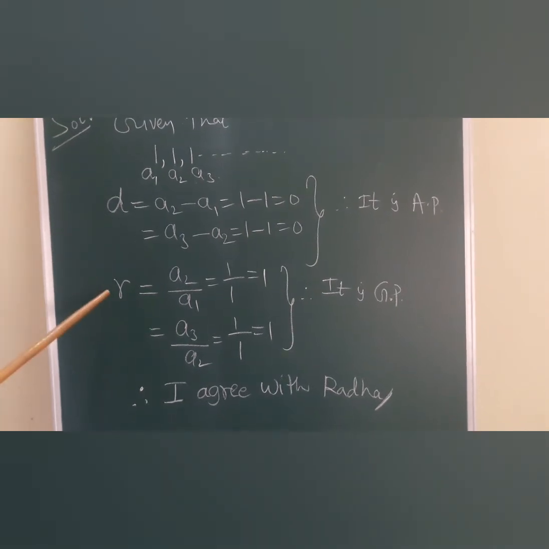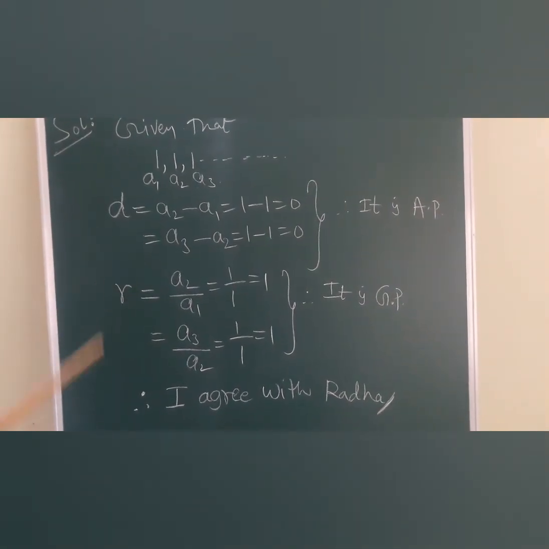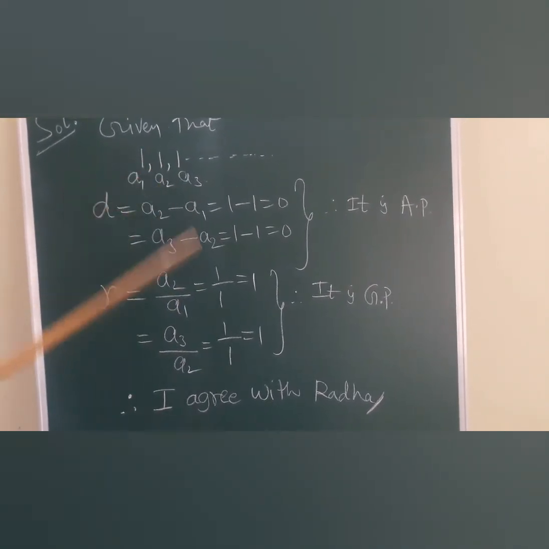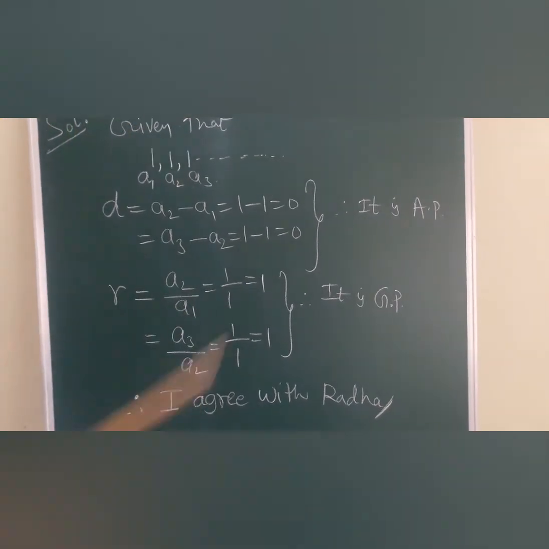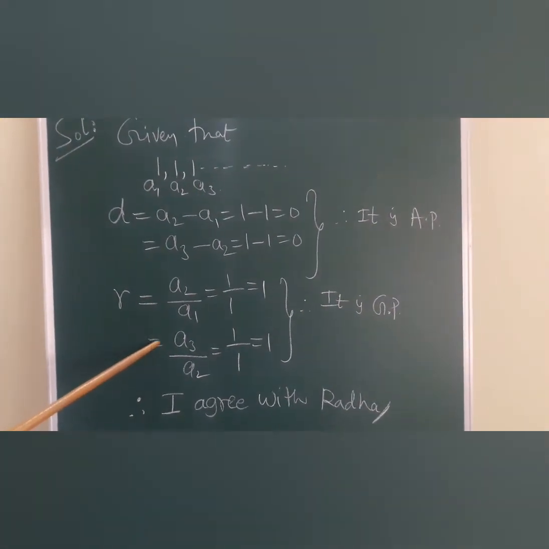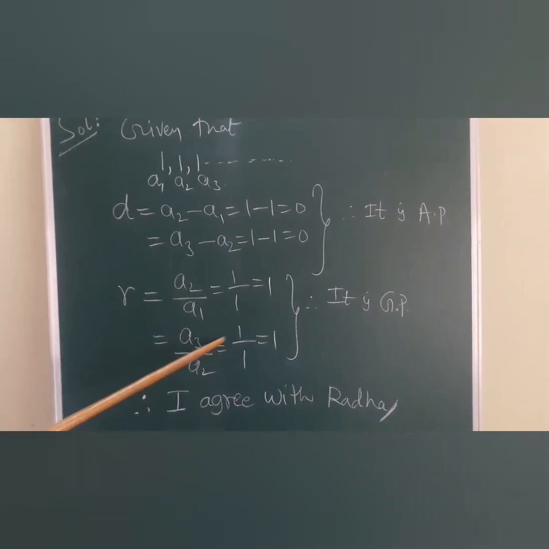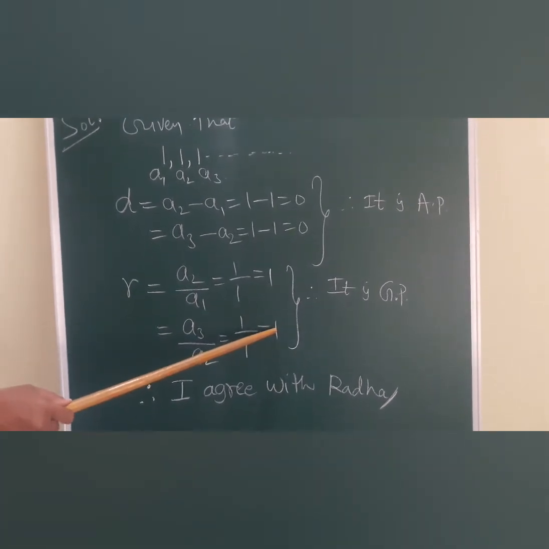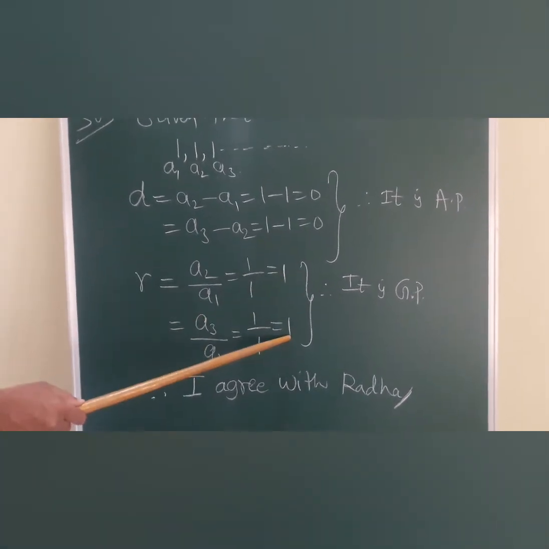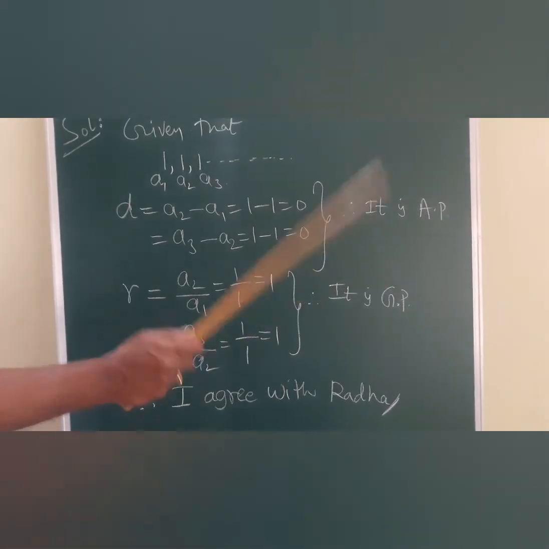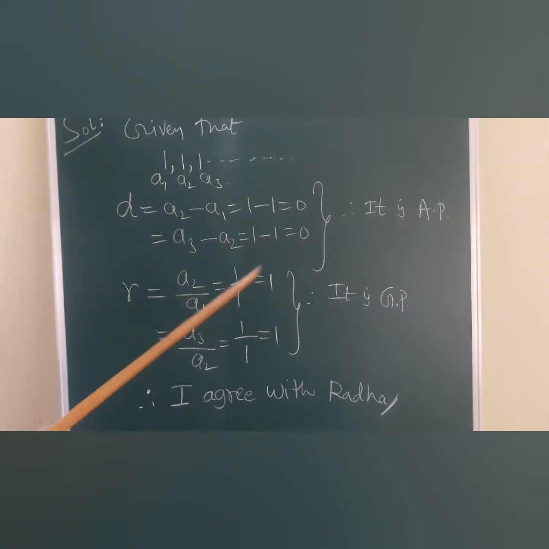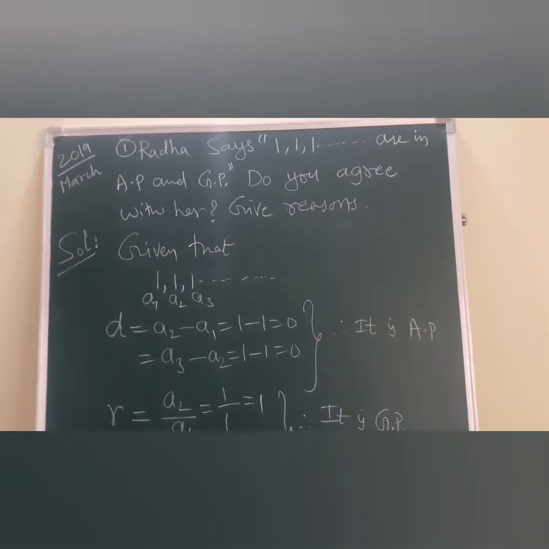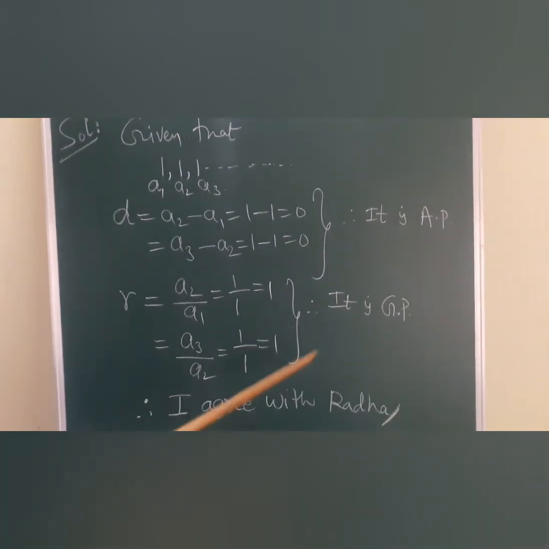Similarly, common ratio r is equal to a2 by a1, that is 1 by 1, which is equal to 1. Similarly, a3 by a2 is equal to 1 by 1, that is equal to 1. In both the cases, the common ratio is equal. Therefore, it is GP. In both the cases, it is AP and GP. So, therefore, we can say I agree with Radha.